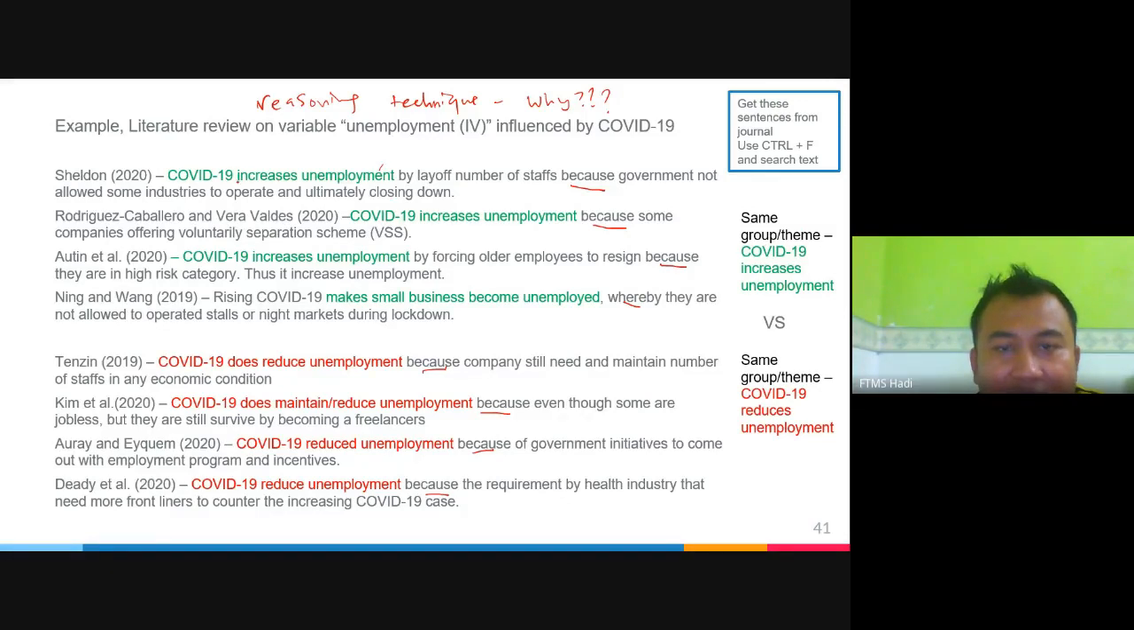This one, Sheldon is saying that COVID-19 increases unemployment because the government does not allow some industries to operate. Or this author is saying that it is because of companies offering a voluntary separation scheme. In fact, yesterday there was news that IBM in Cyberjaya closed down. So COVID-19 also increased unemployment at IBM. And then this one increases unemployment because older employees need to resign, as they are considered a high risk category. And the last one, small businesses or hawkers are not allowed to open.